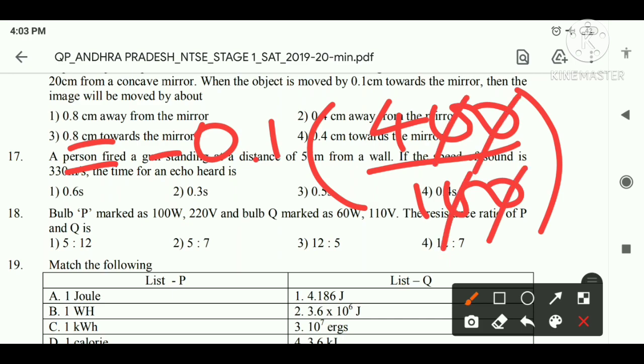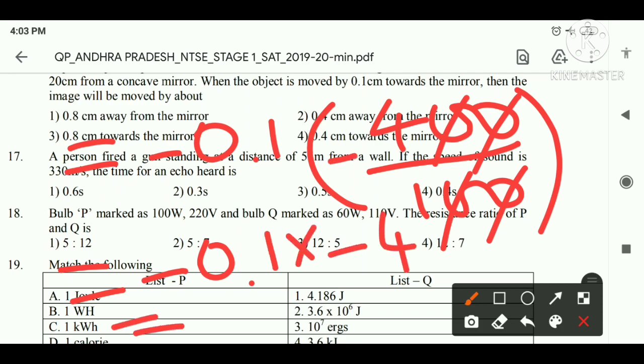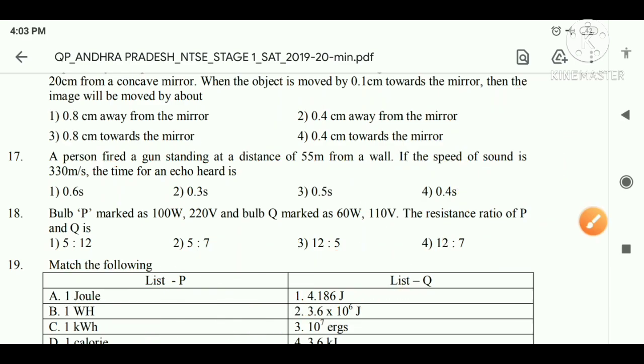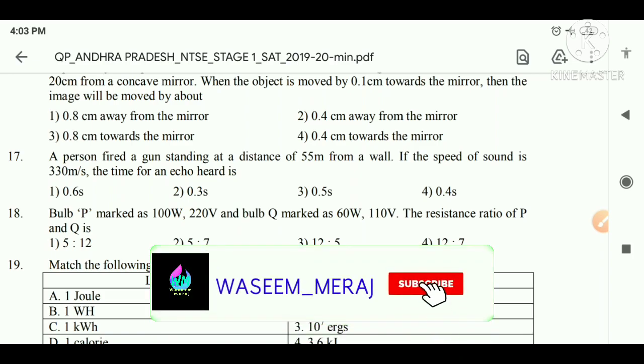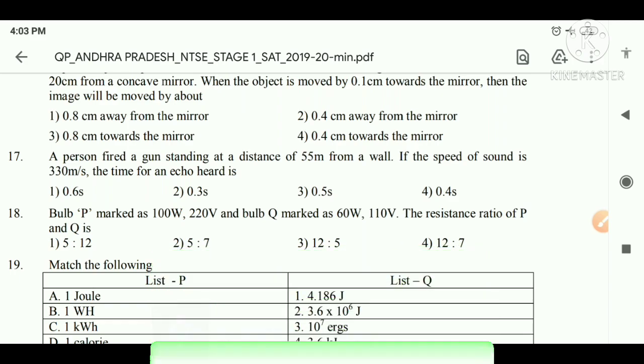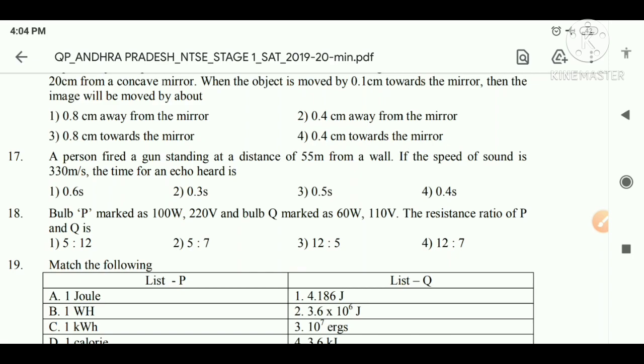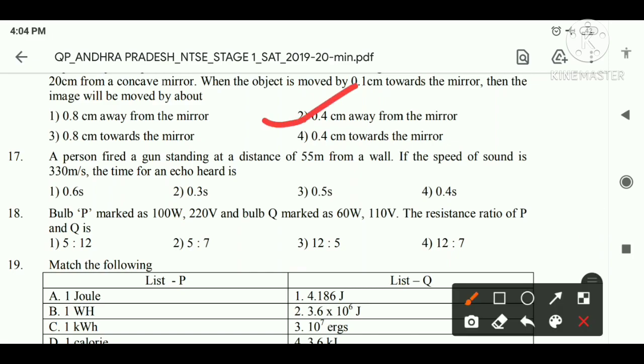Okay, so 0 0 cancel. Now the value is minus 0.1 into minus 4. Now the value becomes minus minus plus and 0.4 centimeter. The plus sign indicates that it is away from the mirror, because when away from the mirror is taken as positive, nearer to the mirror it is taken as negative. So option 2 is the right answer. Option 2 is the right answer, 0.4 centimeter away from the mirror.